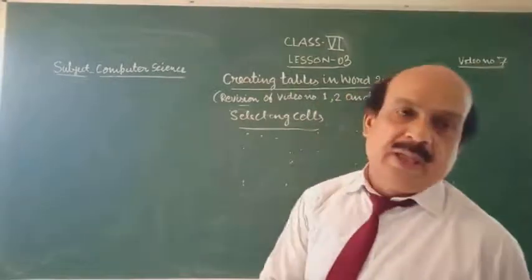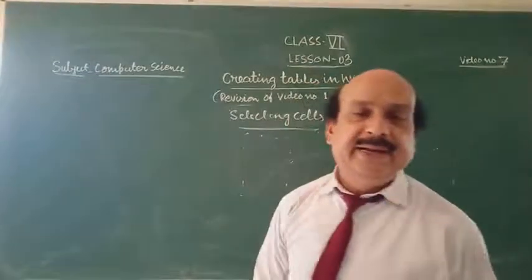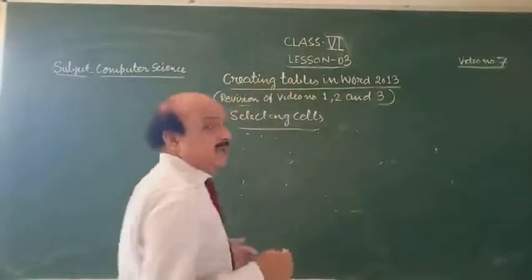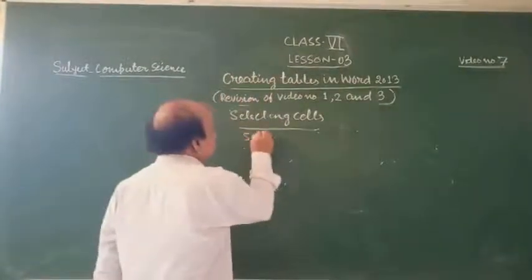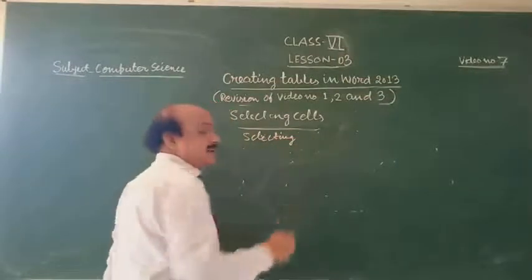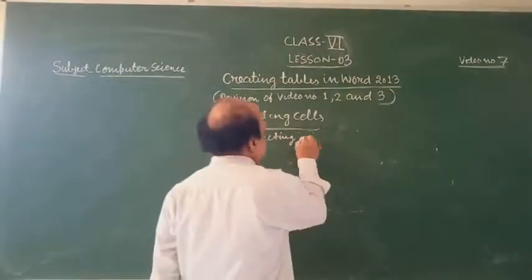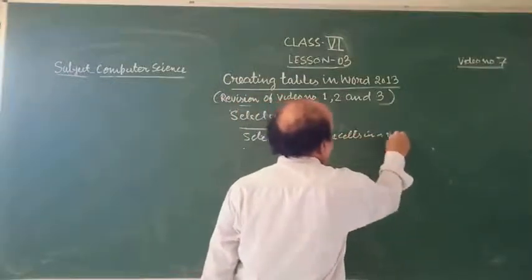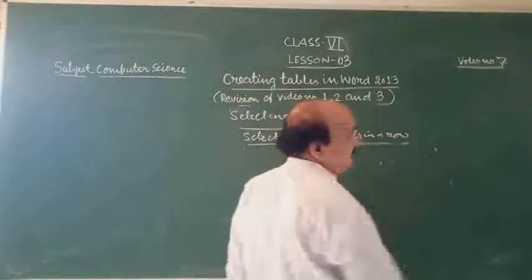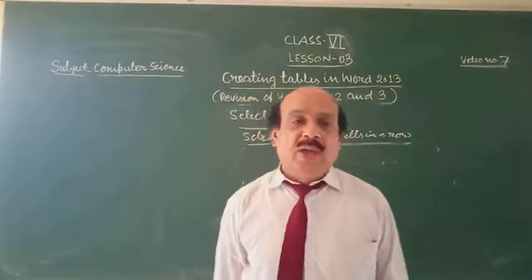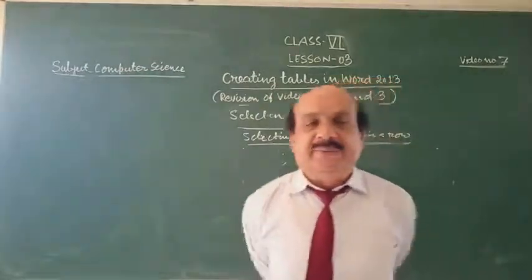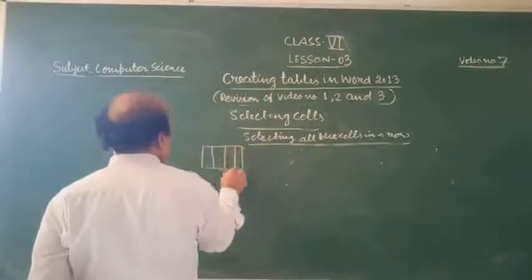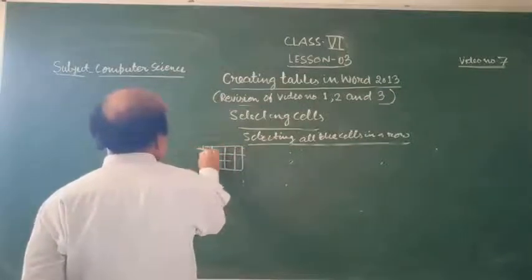Second, selecting all the cells in a row. Selecting all the cells in a row. What will you do? First of all, keep the mouse pointer in front of the row. Just imagine that this is the row.